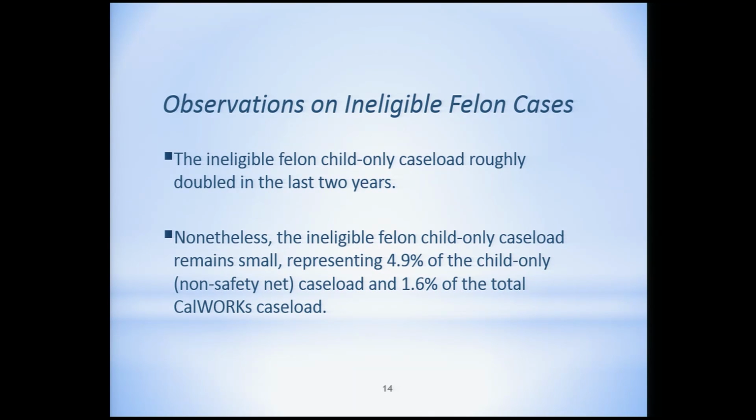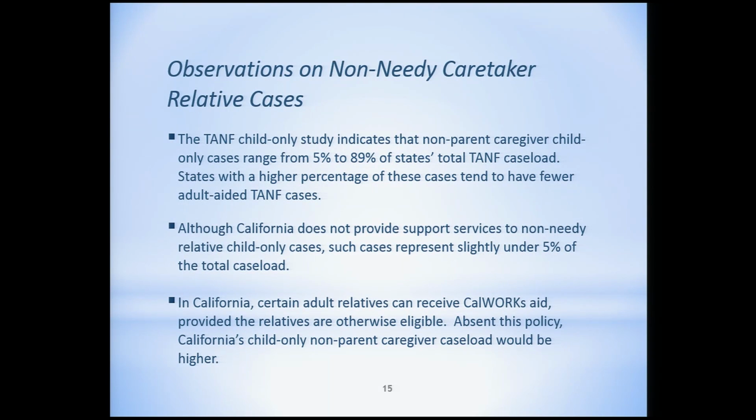I won't say much about the ineligible felons. They went up a lot, but they're still a relatively small portion of the overall caseload. On the non-needy caretaker relatives, in California, as was pointed out in some of the other presentations, we don't really have much of a state policy in terms of providing assistance. Wait a second, sorry, I'm switching off. That's SSI. I think the point we would make here is some of our non-needy parents are perhaps being aided, or our numbers might even look a little bit different.